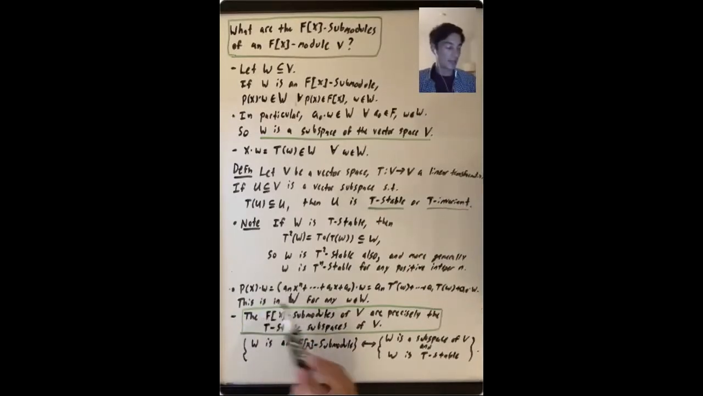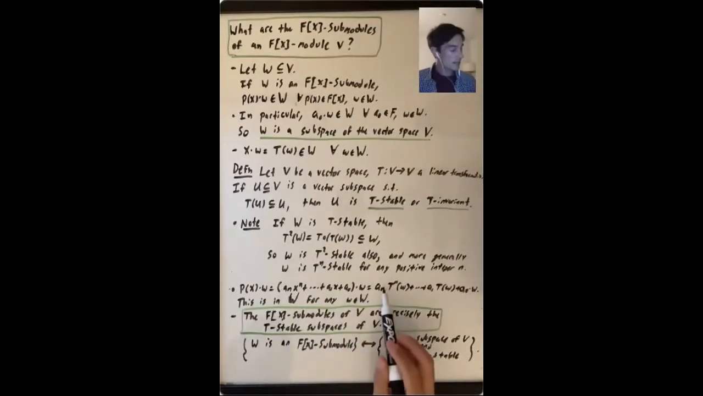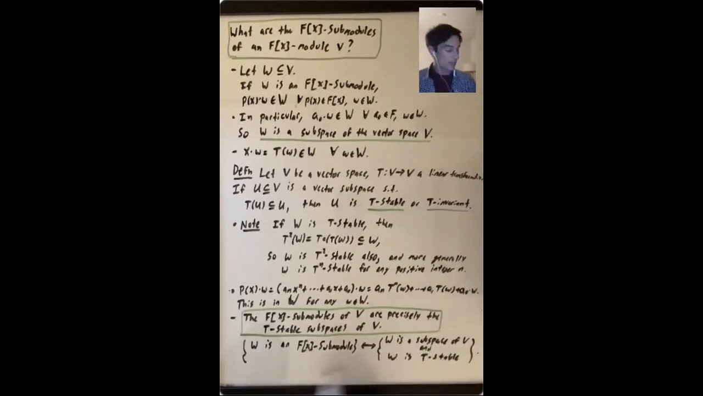So what is p(x) dot w for some vector in our vector subspace? Well, p(x), let's use the notation from earlier in this lecture, a_n x^n + ... + a1 x + a0, acting on w, is a_n T^n(w) + ... + a1 dot T(w) + a0 dot w. And every one of these terms is in W because W is T-stable, T squared stable, T to the n stable. So all these T^n's applied to w, these all land back in W.